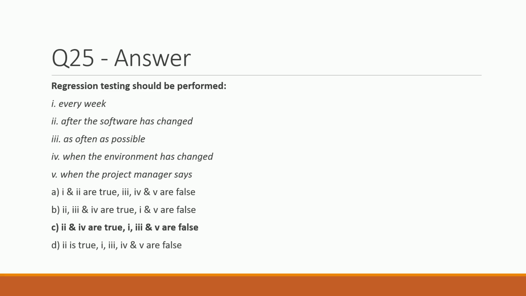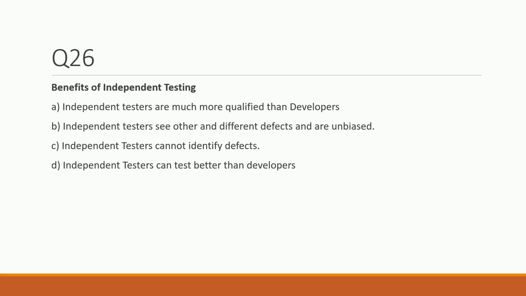So the correct answer is C, where 2 and 4 are true and 1, 3 and 5 are false. So 2 and 4, like regression testing, should be performed after the software has changed and when the environment has changed. Question 26 is benefits of independent testing.